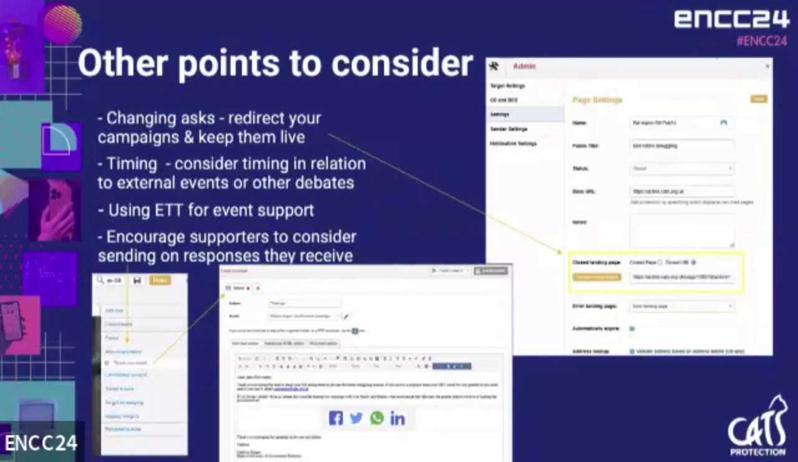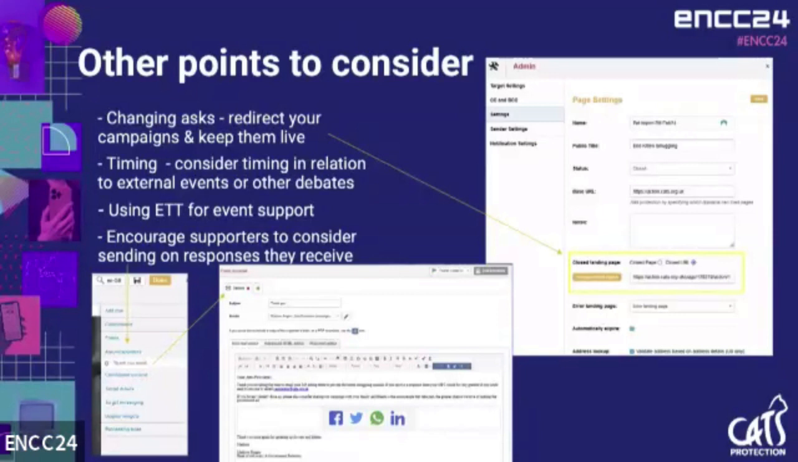Next, using email to target for event support. Now, we didn't actually do this in kitten smuggling, so it didn't really fit in here, but that is, from my perception, where some of the most effective email to targets were. Like I'd said about with that briefing support, sending out a briefing and then following up with an email from our supporters saying, read the briefing.